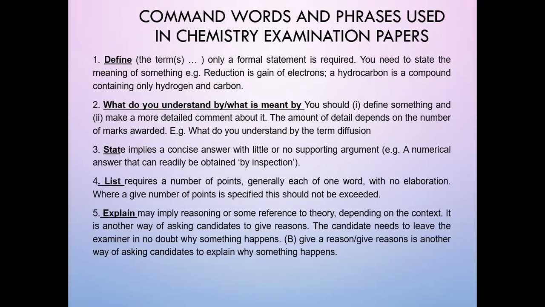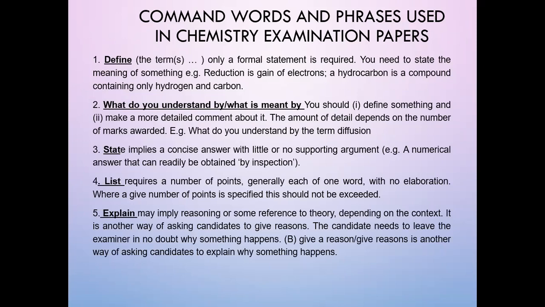Now how much detail you're including depends on the number of marks awarded. You take the number of marks as your clue and write as many points as you want. If you are given 2 marks, just 2 relevant points would do. For example, what do you understand by the term diffusion?